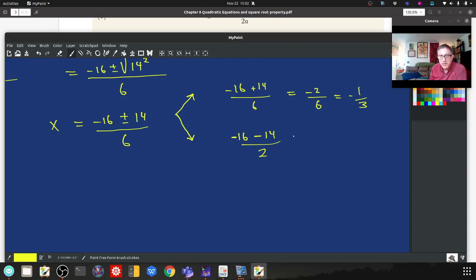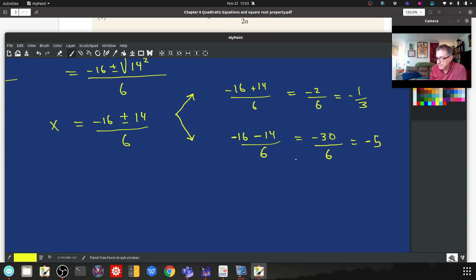Over here, minus 16 minus 14 is minus 30. And I don't know what insanity possessed me to write 2 right there, but it did. And it's actually divided by 6. Minus 30 divided by 6, and that's equal to minus 5. So be careful there.